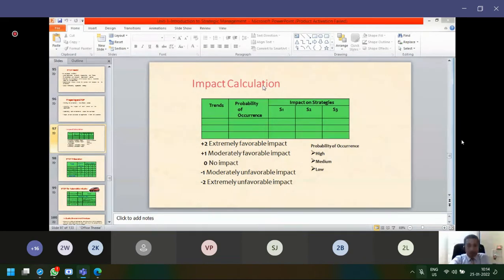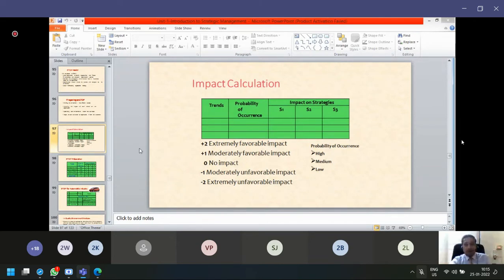So the impact can be calculated by preparing this table in which we have these types of columns. Like we have one column that is trends, that is the trends going on. We will have to find out what are the different trends which are going on in that particular environment. Then probability of occurrence, what is the probability of occurrence of that particular trend. And then impact on strategies. There may be different strategies, S1, S2, S3, that is strategy 1, strategy 2, strategy 3. So there may be three different strategies for which we may be finding out the impact of all these factors.